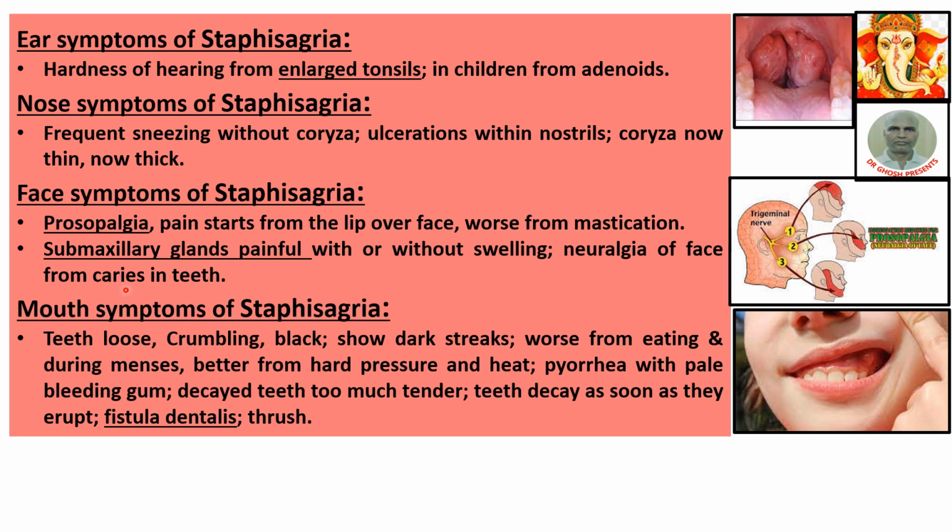Mouth symptoms of Staphisagria: teeth loose, crumbling, black, showing dark streaks, worse from eating and during menses, better from hard pressure and heat. Pyorrhea, you know pyorrhea. Pyorrhea is this spongy gum, the cachectic gum which bleeds from a slight touch, with pale bleeding gum.